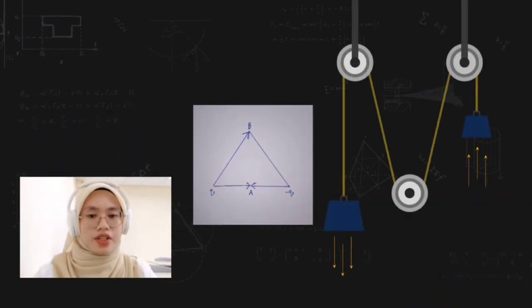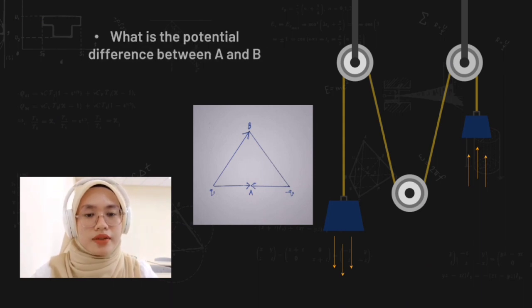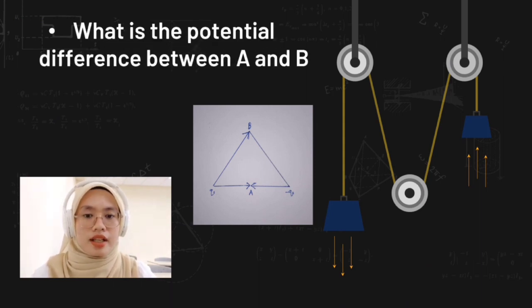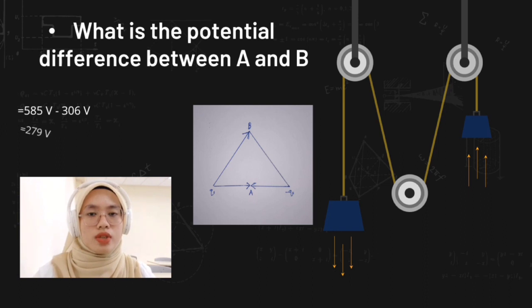The last question for example 2, what is the potential difference between A and B? The question wants to know the difference between A and B. So it doesn't matter if you want to do B minus A or A minus B. So I will choose 585 minus 306 and we will get 279 volts.